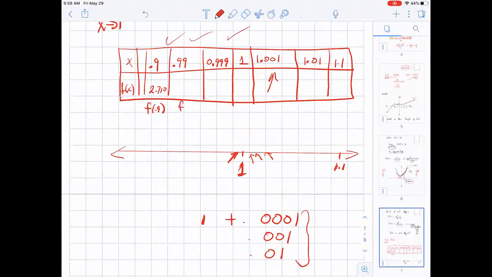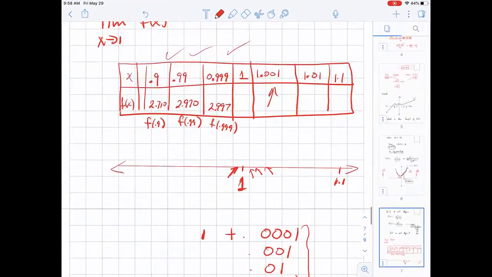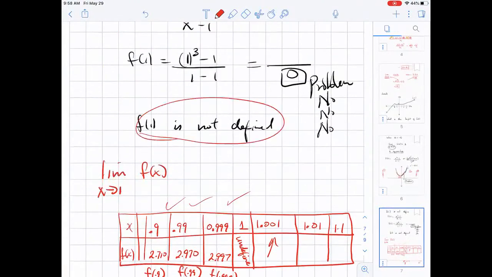2.710. What is f of 0.99? The answer is 2.970. What is f of 0.999? The answer is 2.997. f of 1 is undefined. We knew that. Let me write properly. Undefined, right? How do we know that? Because we got that from here. It is undefined.